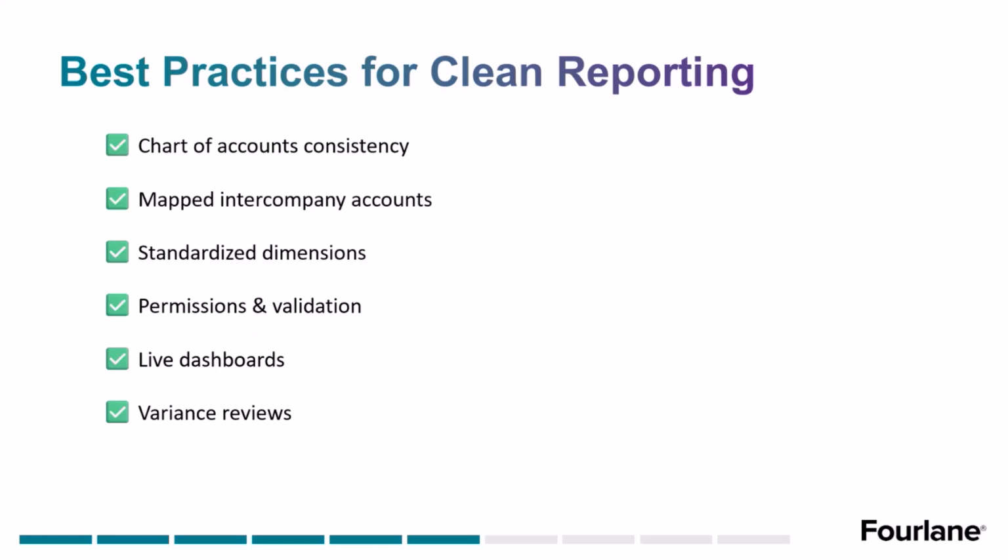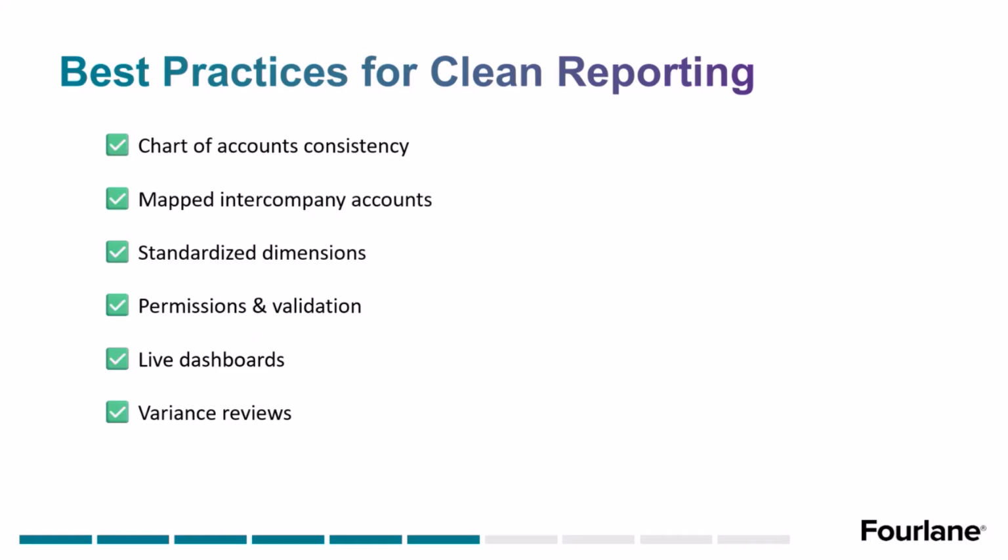Role-based permissions are another key factor. They limit access to relevant entities. It protects sensitive data and prevents accidental posting errors. Before running consolidations, make sure reconciliations are complete. This ensures what rolls up is clean and audit ready. And whenever possible, encourage your teams to use dashboards instead of static Excel exports. Live data means fewer errors and faster decision making.